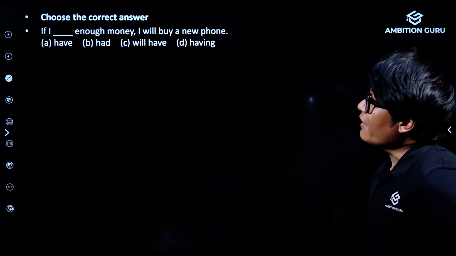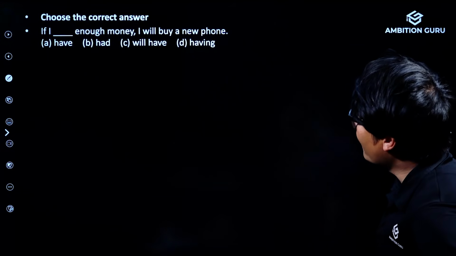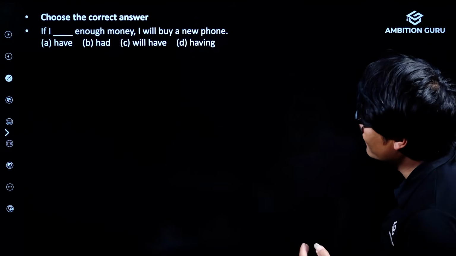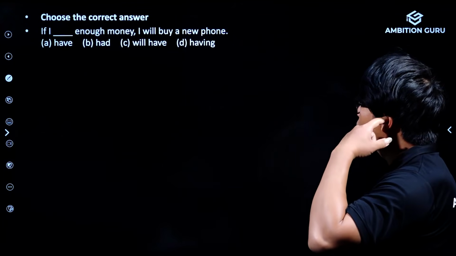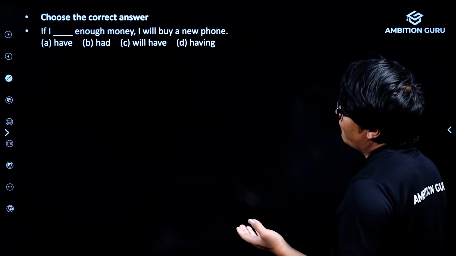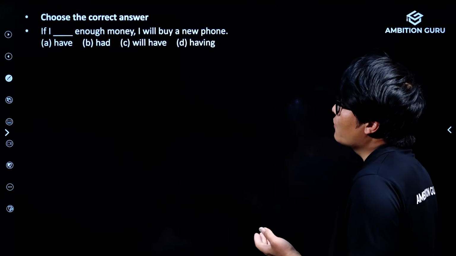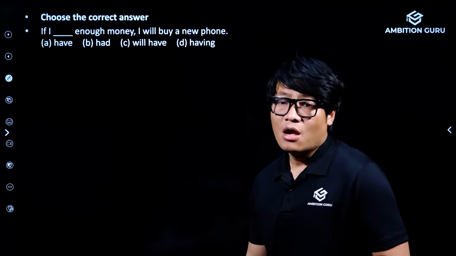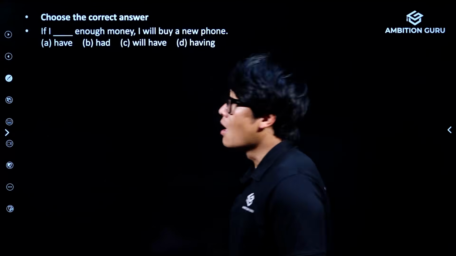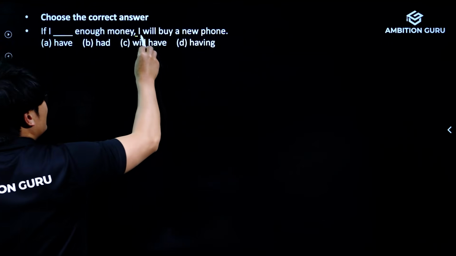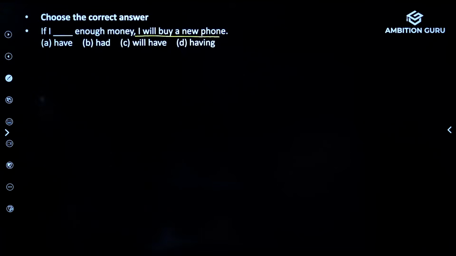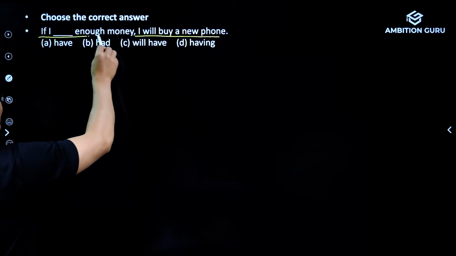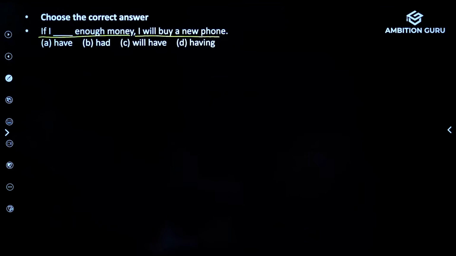Okay. If I have enough money, I will buy a new phone. If I had enough money, I will buy a new phone. If I will have enough money, I will buy a new phone. If I having enough money, I will buy a new phone. Which is right here? Absolutely, second sentence is in simple future. Obviously, the first sentence should be in simple present. So, if I have enough money, I will buy a new phone.